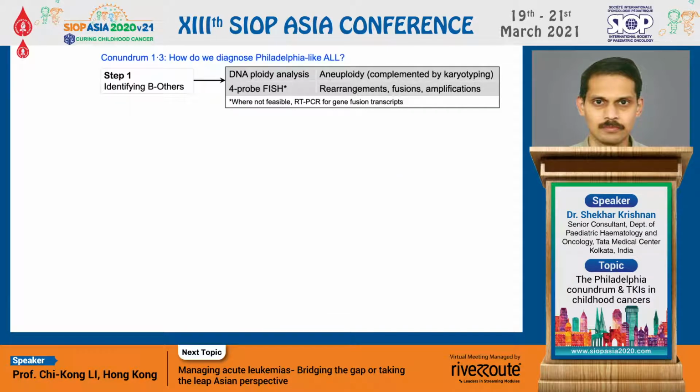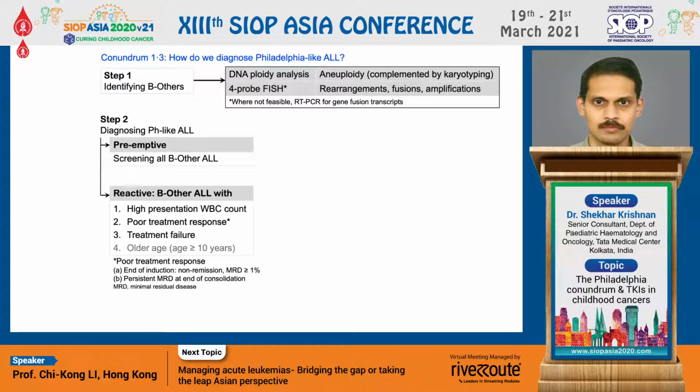First, we exclude the other recurrent abnormalities. I won't dwell on that. And then we start asking the question, is this Philadelphia-like ALL? We have two approaches. We can either use a preemptive approach where we screen all B-ALL other genetic subtypes for this particular category, or we have a reactive or more directed approach where we investigate it in patients with high-risk features as outlined in the panel below. There are merits and demerits of each approach, which I shall not dwell on.